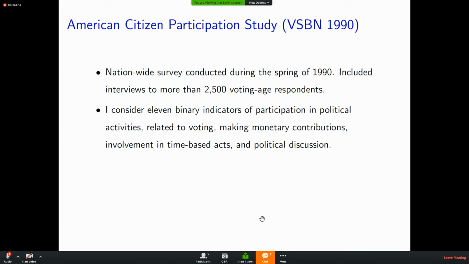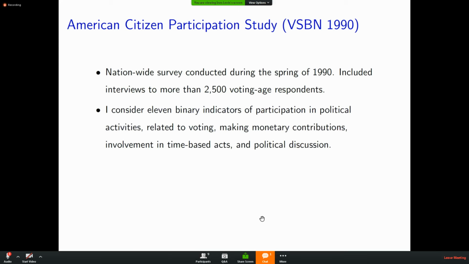Each one carries just a tiny bit of information about the person's latent participation intensity, and that is in part why there's only so much that I can ask the model in terms of the person's latent type. That's also a reason why I need to consider numerous indicators of involvement in kinds of activities that vary a lot in terms of how demanding they are perceived to be from the point of view of individuals.